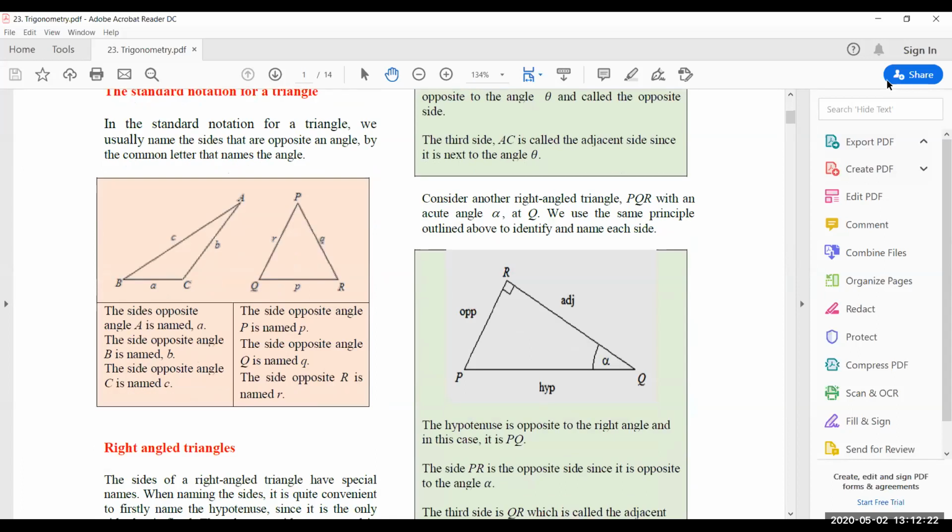In the standard notation for a triangle, we usually name the sides that are opposite an angle by the lowercase letter that names the angle. So we know this already, right? I taught you all this already. So opposite capital B is small b, opposite capital A is small a, opposite capital C is small c. Similarly, opposite capital P, small p, capital Q, small q, capital R, small r.